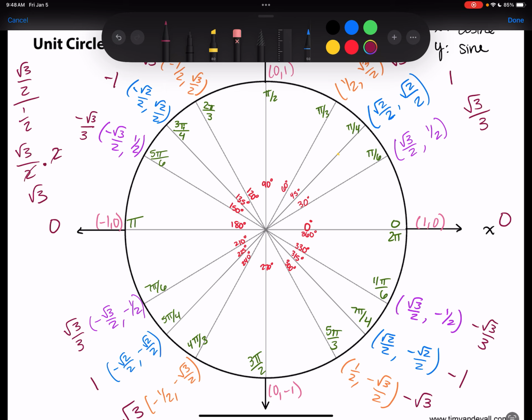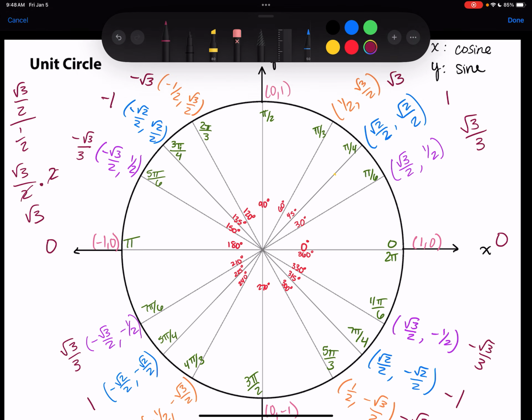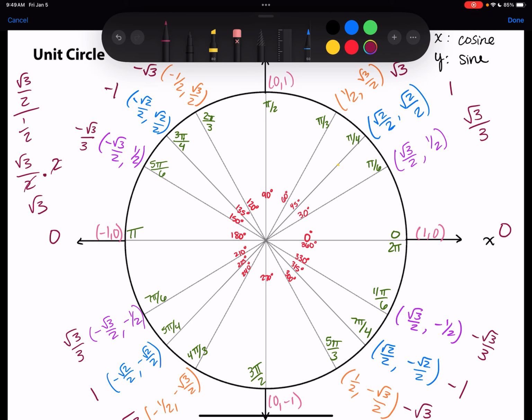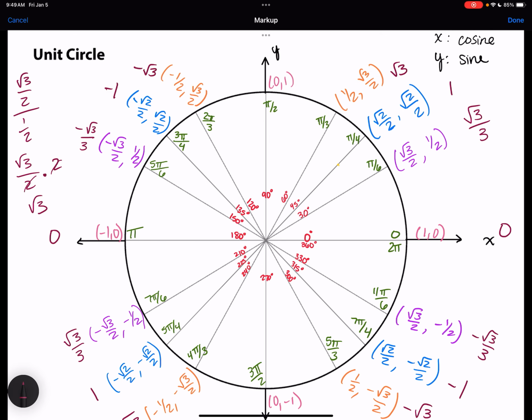On the y-axis, I would have 1 divided by 0, or negative 1 divided by 0. So what would that be? What happens when I divide by 0? It's 0. Am I allowed to divide by 0? So what is it called? Undefined. So the tangent value on the y-axis is undefined.